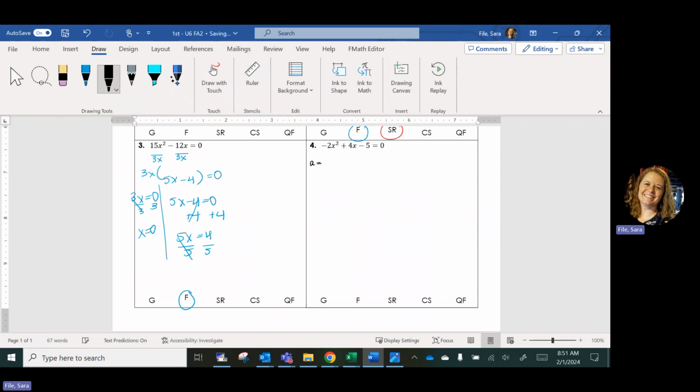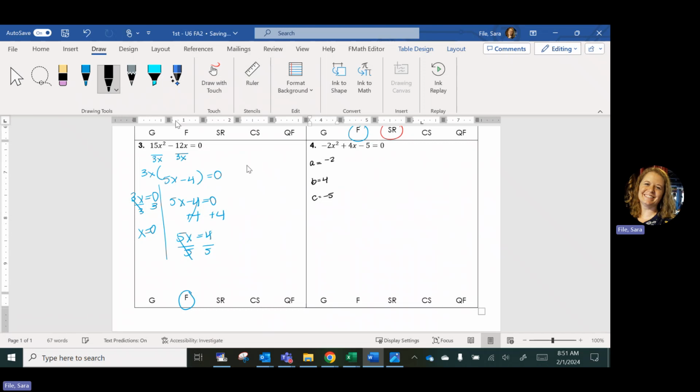Okay, what is A here? Remember, it's ax squared plus bx plus c. So -2. The A is negative. Okay, and then B is what? B is +4. Okay, and C? C is -5. Okay, so we've identified our A, B, C. Now we're going to plug it into the formula.